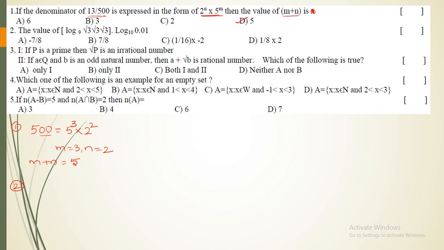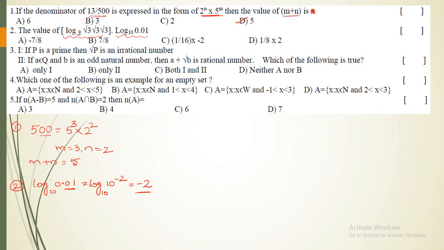So what he has given: the value of log of root 3 under root 3 under root 3 to the base 9 into log 0.01 to the base 10. Right, so here we are having two values, one is this value and the other one is this. First of all, we will simplify log of 0.01 to the base 10. If you observe, 0.01 has 2 digits after the decimal. So I can write this as log of 10 power minus 2 to the base 10. Using the power rule, this becomes minus 2, and log 10 base 10 is 1. So this value is minus 2.